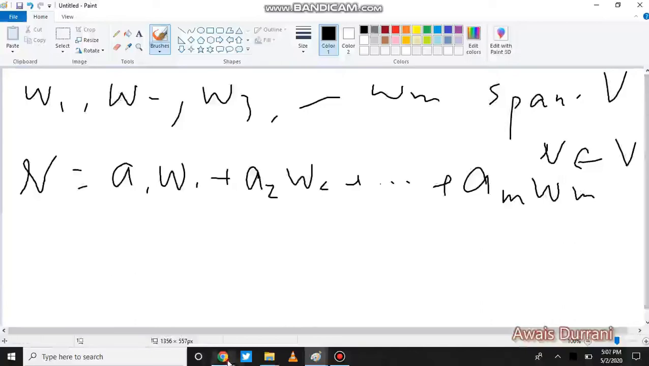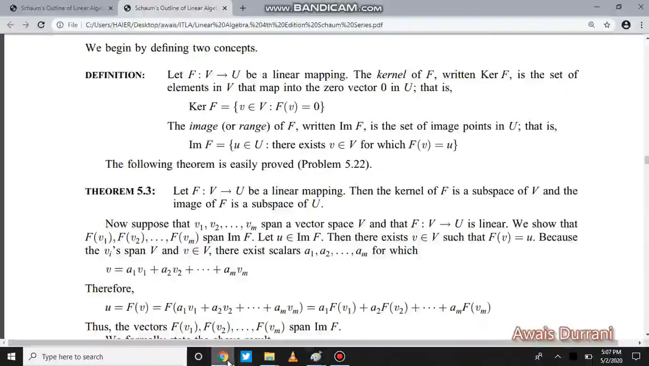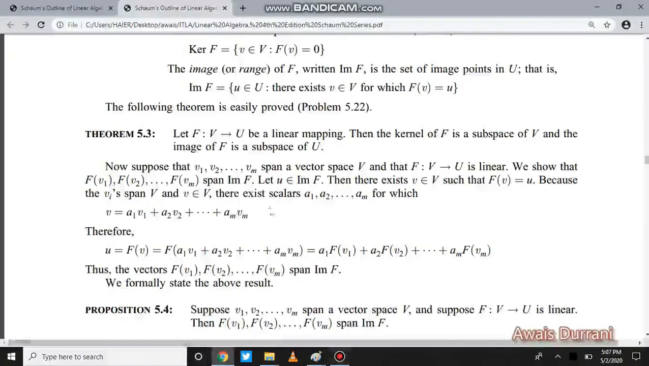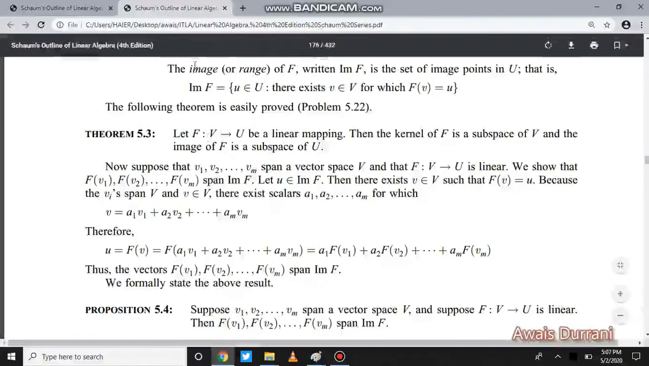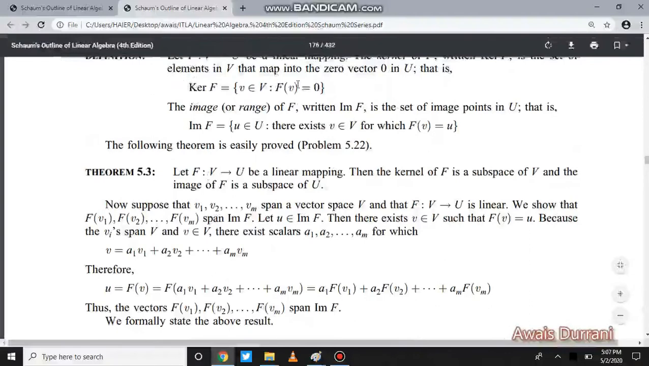Now coming to our theorem, the statement of the theorem is: let F from V to U be a linear transformation. Then they want us to prove that the kernel of F is a subspace of V. For example, if I have a mapping, then the kernel of F, which we have defined here, is also a subspace of the vector space V, and the image of F is a subspace of U.